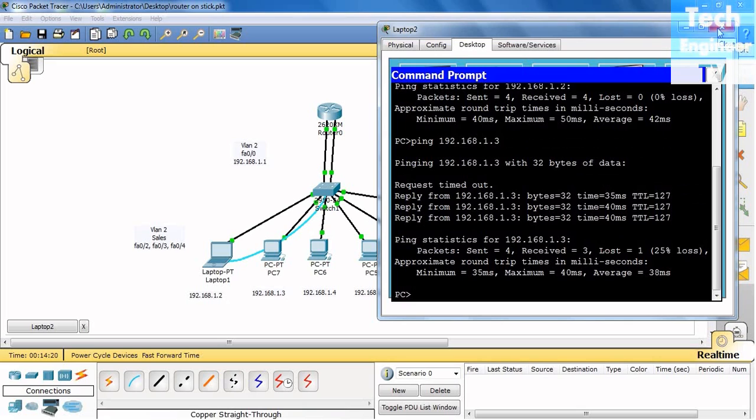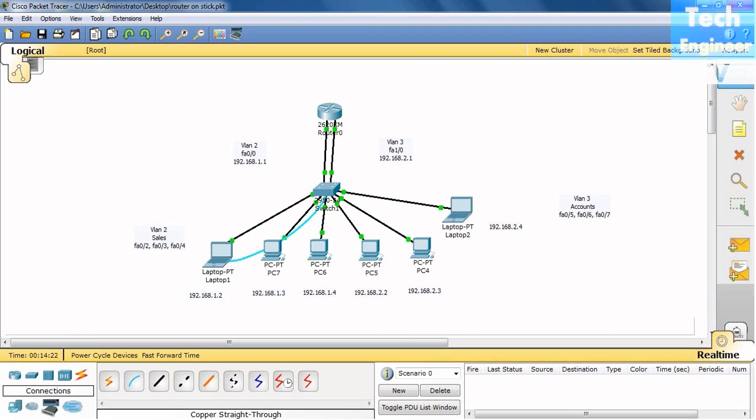So this is how we can configure inter VLAN, and it's quite a good thing, for example, to allow two different networks to exchange data with each other. So hope you learned something about inter VLAN. Another method is there.